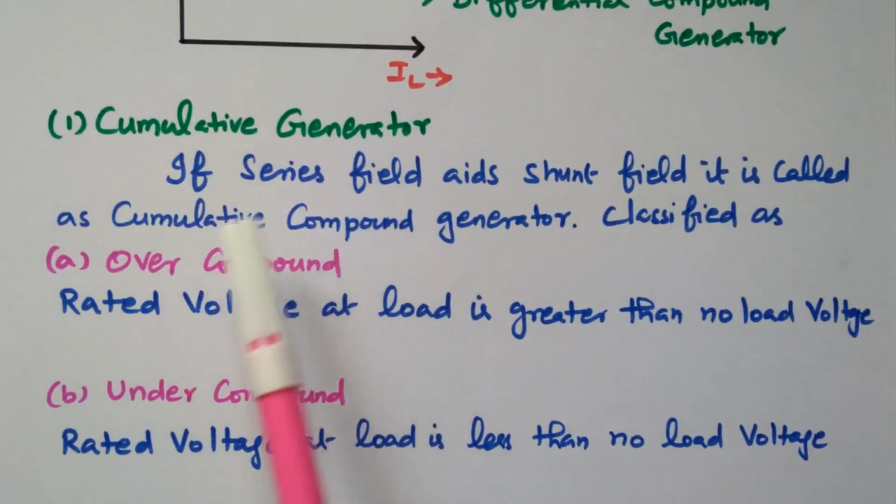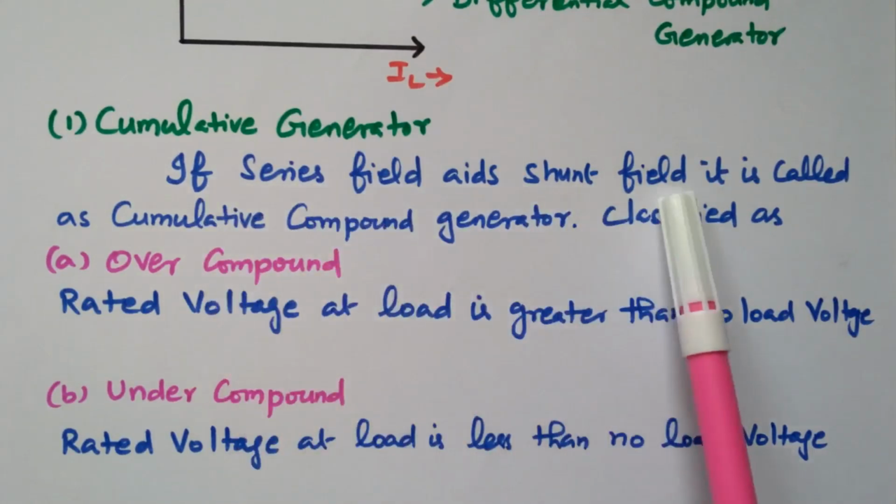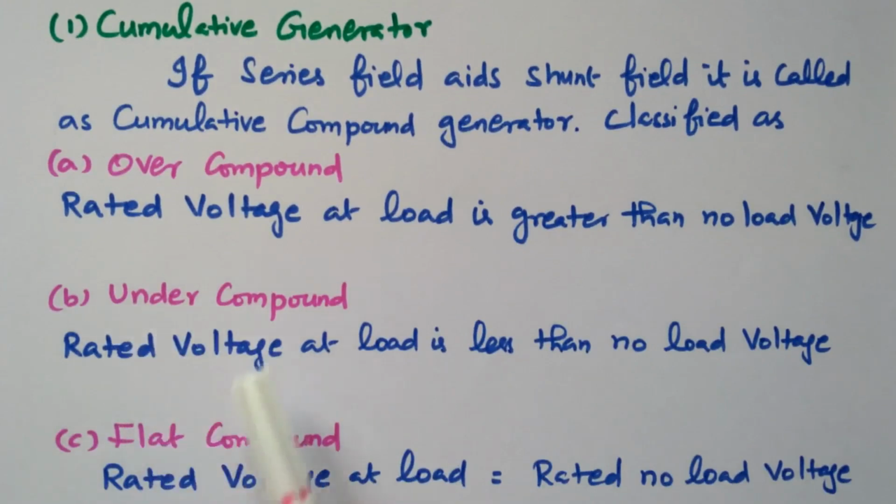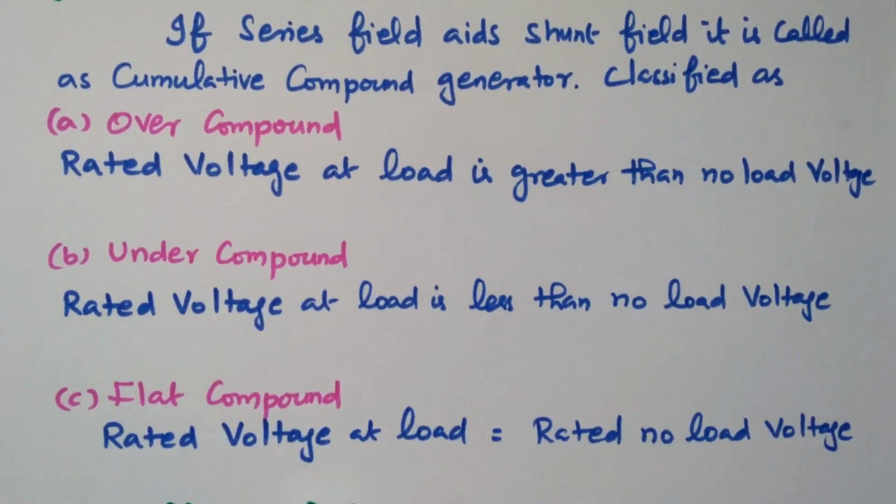Cumulative generator means if the series field adds to the shunt field, this is called a cumulative compound generator. The first type is the over compound. The rated voltage of the generator is greater than the no load voltage. Right? That's why it is called over compound. Under compound means the rated voltage is less than the no load voltage. If it is flat compound, both are equal: the rated voltage is equal to the no load voltage. Right? Based on that, it is classified into three.